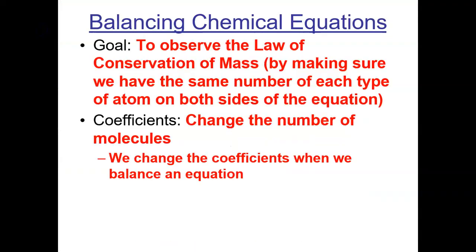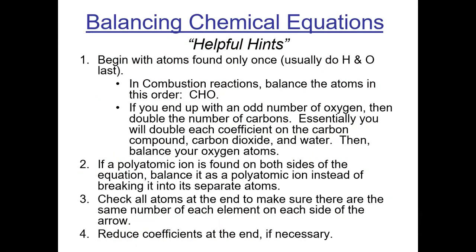Now, a couple of helpful tips. When we balance chemical equations, we want to start with atoms that are only found once. So typically we would do hydrogen and oxygen last. Those tend to be the ones that appear multiple times most frequently. In combustion reactions, which we'll see lots of examples of, you're going to balance in the order carbon, hydrogen, and then oxygen. We'll talk more about the details of that soon.